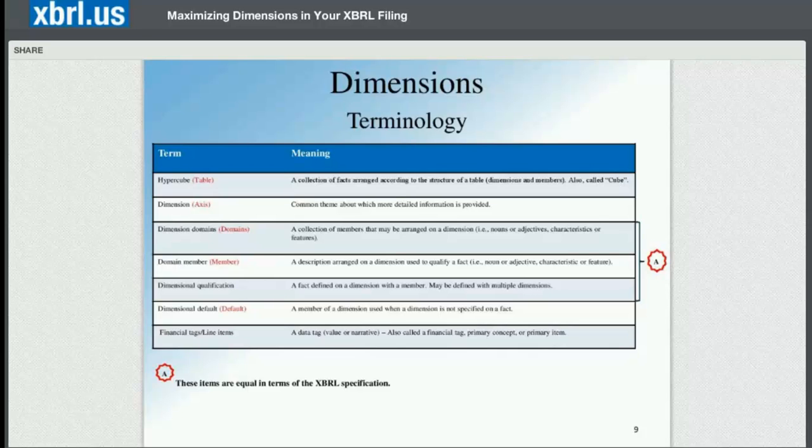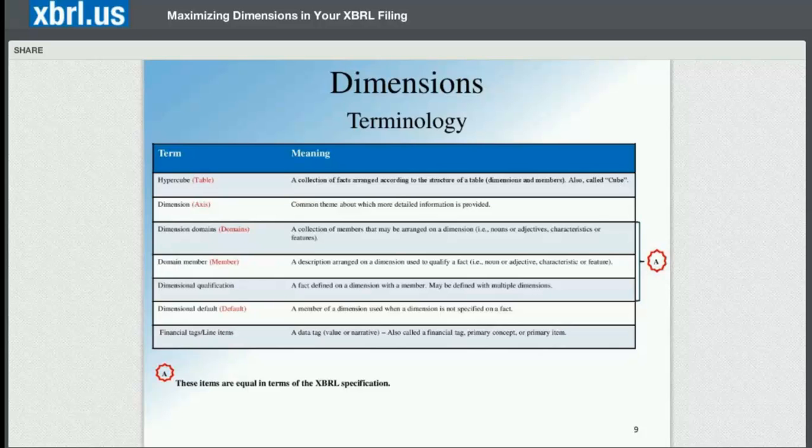The next word down you see is dimension. Now, in the US GAAP taxonomy, we call them axes. So an axis is any element with a standard label that has at the end of it open bracket, axis, close bracket. A dimension is another word for that. It's a word I prefer to use. And a dimension is a common theme about which you provide more detailed information.